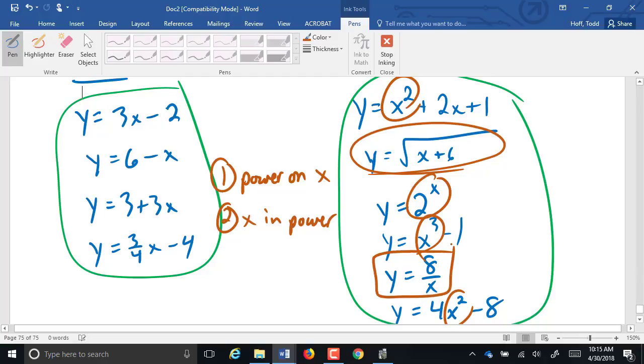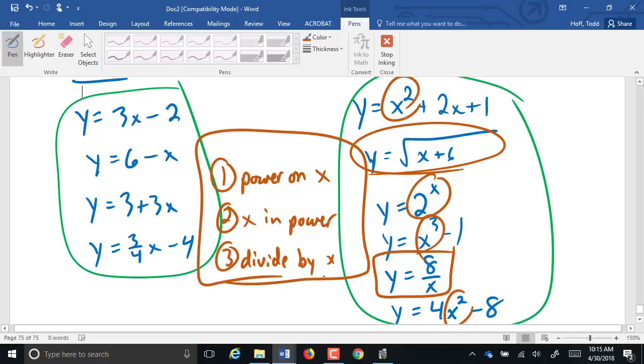The last thing is this one right here. What's going on there? Divide by x. These three things right here, if any of those three things appear in the equation, it is not going to make a line. So that's step one, is to identify whether the equation is a line or not.